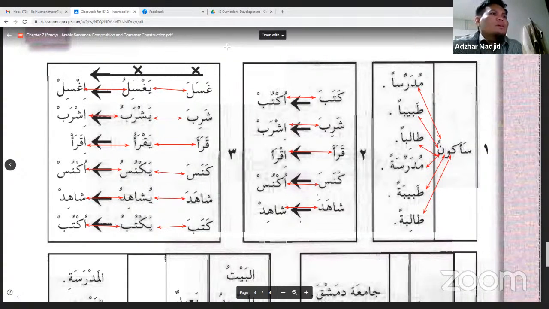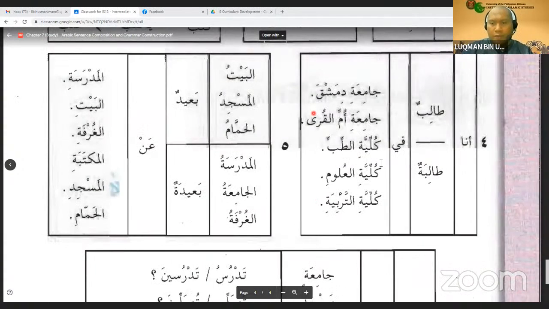Okay. So shariba, he drank. Then drinks or drinking. Then drink. Then qara'a, read. Kanasa, sweep or clean or vacuum. Shahada, watched. Then kataba, wrote. Okay. I hope that's clear. Now, we will go to the next table.